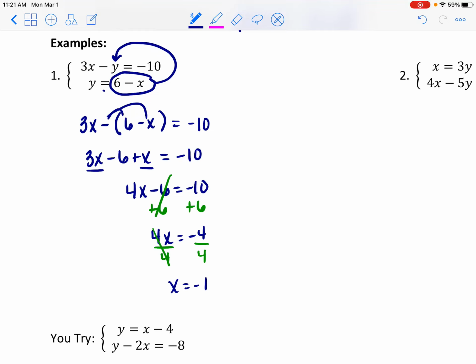Now I want to find the y value by plugging that x value in. Now it doesn't matter which equation you plug into, but it's generally going to be the one that's already got a variable by itself.